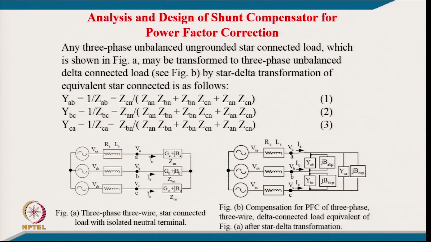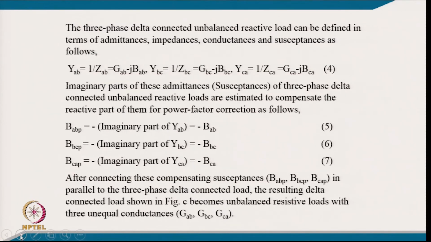So, we get the admittances of the delta equivalent from the impedances ZAN, ZBN, ZCN. We put in the values and can easily get them. And now, we can put in the different compensators for power factor correction, which we talked about earlier with the figure, in this delta connected load, for individual power factor correction of YAB, YBC and YCA, by putting in the different compensator reactances.